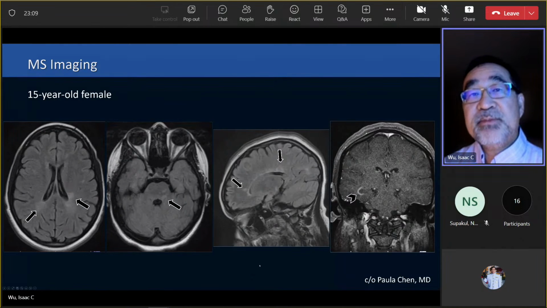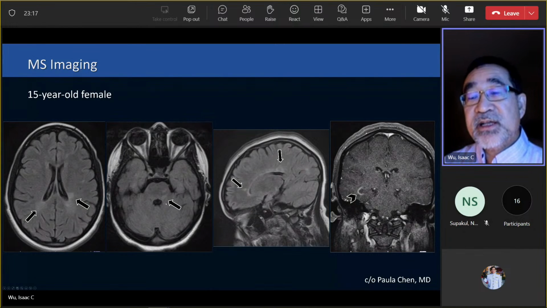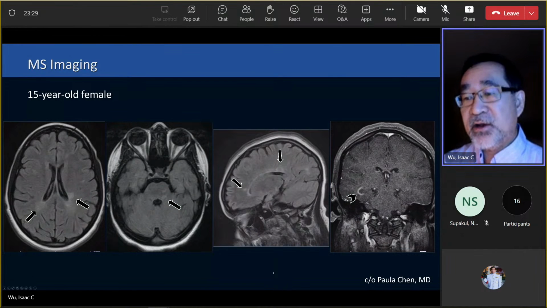This is another example of a pediatric teenager who also has MS. Again, lesions that are periventricular. And this one has involvement of the middle cerebellar peduncle, involvement of the corpus callosum at the callosal-septal interface. And again, you see that incomplete rim enhancement pattern, the horseshoe enhancement pattern.